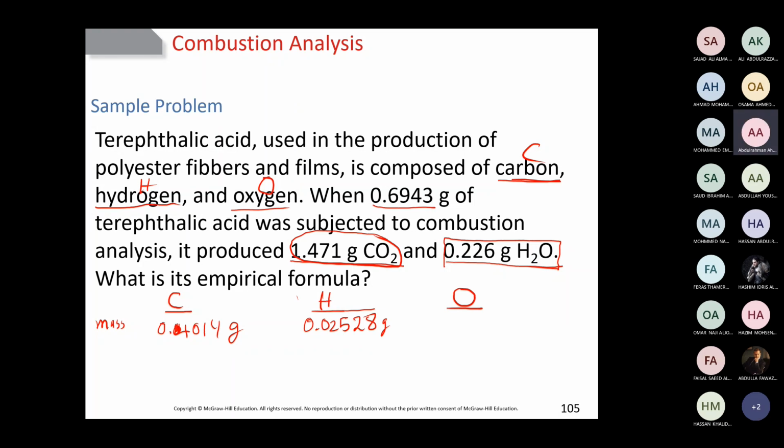I have to subtract it from the total mass. This is the total mass. Now I have the mass of carbon. I have the mass of hydrogen. How can I find the mass of oxygen? We subtract the total mass of the compound by the sum of the mass of carbon and hydrogen. Exactly. Give me the answer, please.